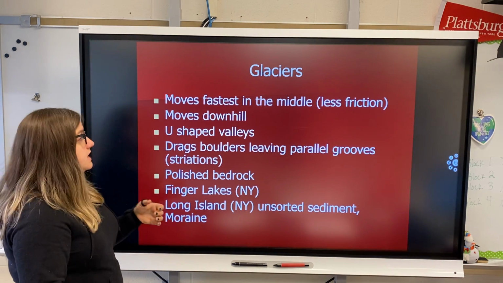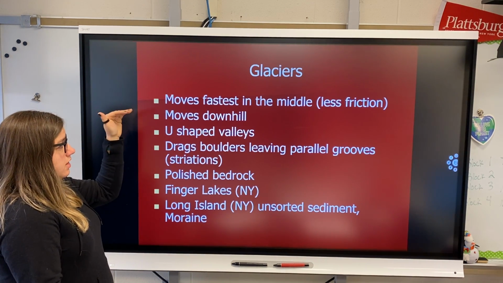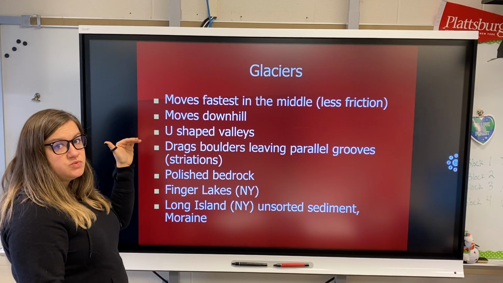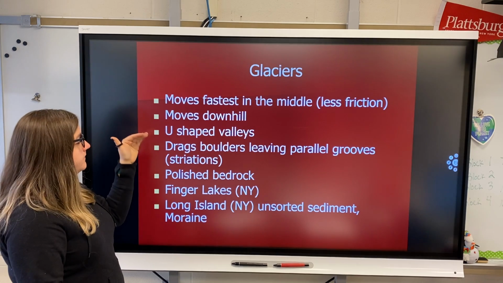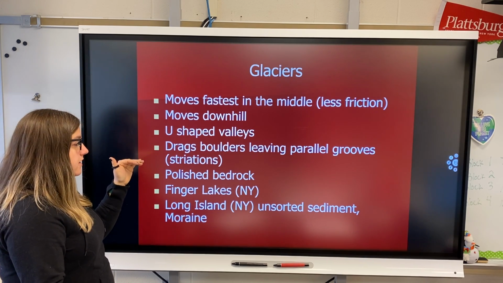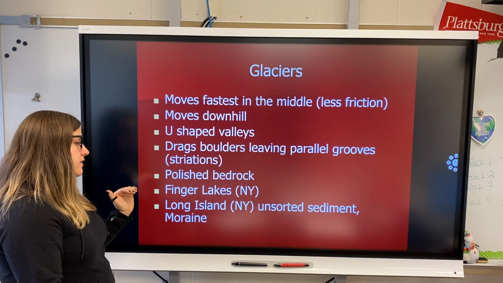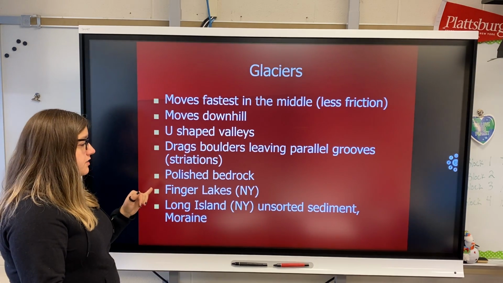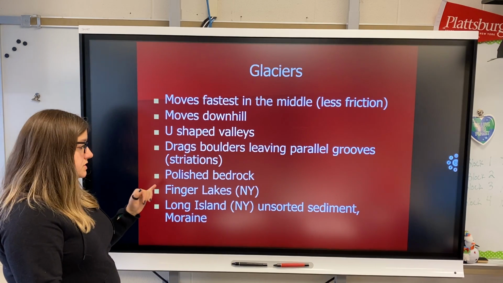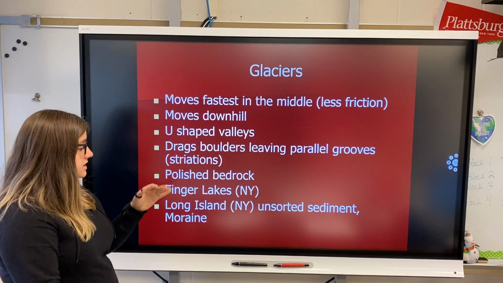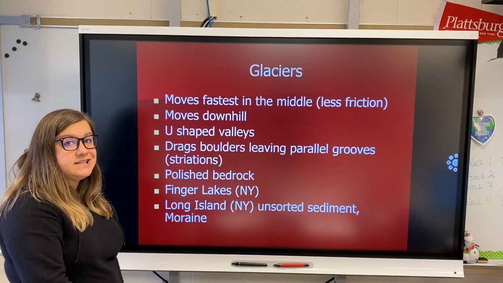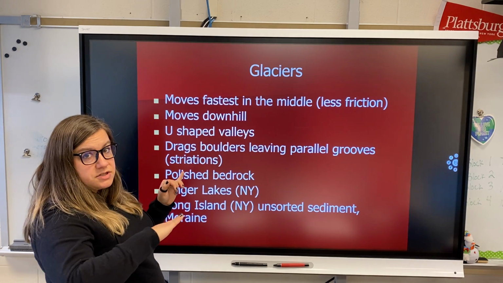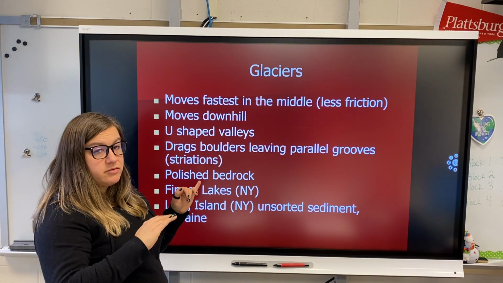So glaciers, they move fastest in the middle. They move downhill. Glaciers have U-shaped valleys because rivers have V-shaped valleys. It drags boulders, leaving parallel grooves, polished bedrock. The Finger Lakes in New York State are actually caused by glaciers. They actually flow towards the north because of how the glaciers change the landscape and whatnot. And Long Island is a moraine. The polished bedrock is because the glaciers had dragged over it and actually caused the bedrock to be exposed.